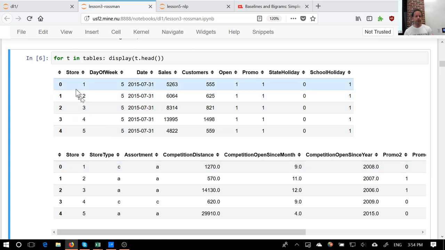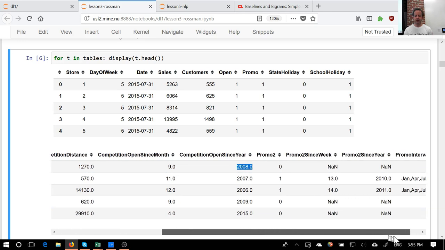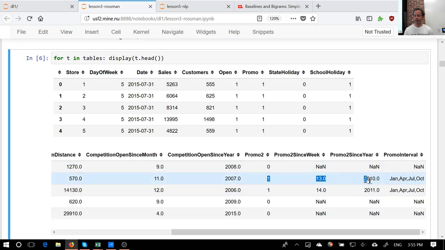They also tell you that each store is of some particular type. It sells some particular assortment of goods. Its nearest competitor is some distance away. The competitor opened in September 2008. And there's some more information about promos. I don't know the details of what that means.